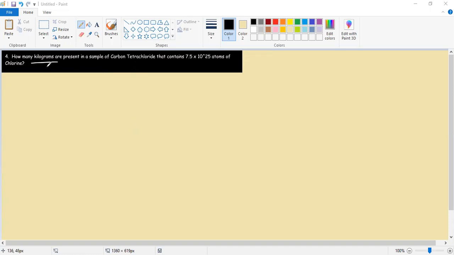In this question, it's asking us how many kilograms are present in a sample of carbon tetrachloride that contains this amount of atoms of chlorine. So we're looking at a compound, and we know that this compound is carbon tetrachloride. It's a molecular compound, not an ionic one, because the name was formed by using prefixes, and that only occurs with molecular compounds.